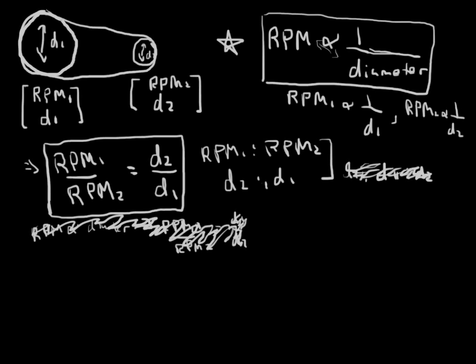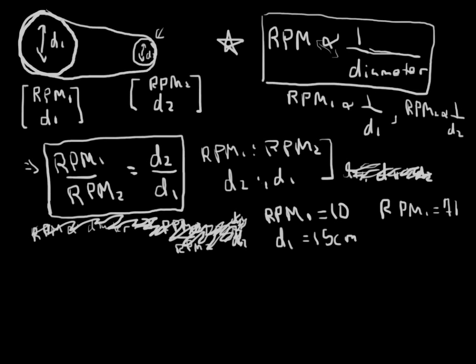So now it's just about adding values. So let's just say the first one is spinning at 10 revolutions per minute and its diameter was 15 centimeters. And the second one, which is this right here, was spinning at 7 revolutions per minute. Or no, let's write 17 since I drew it as a smaller pulley. This is 2. So what's the diameter of the second one? Well, we have all our values. We just plug it in there.